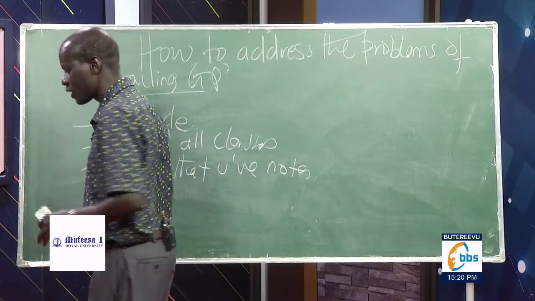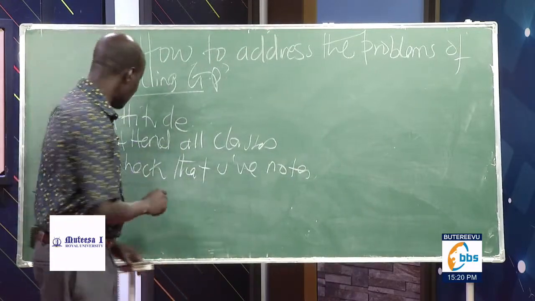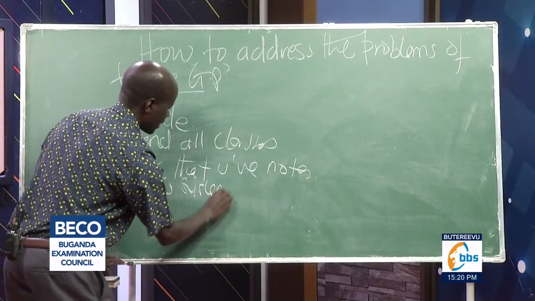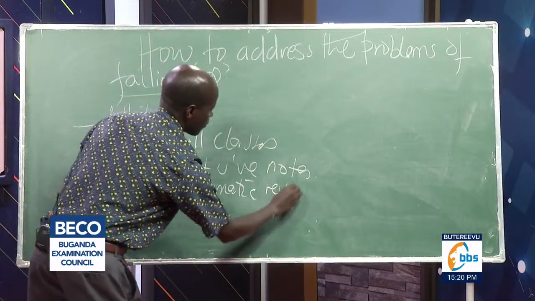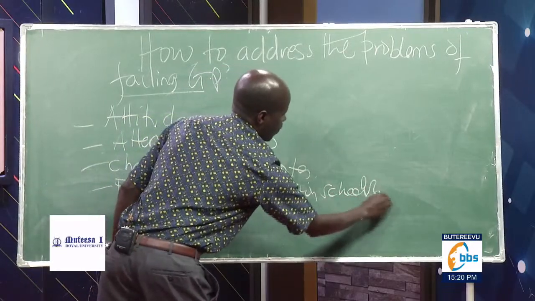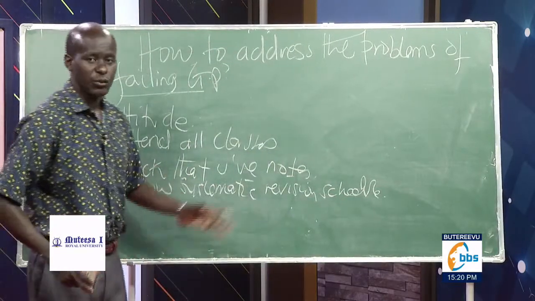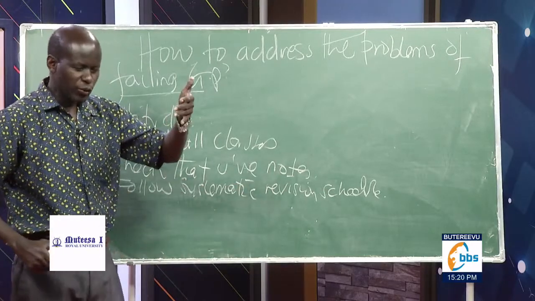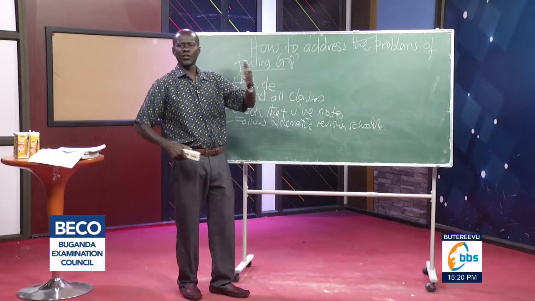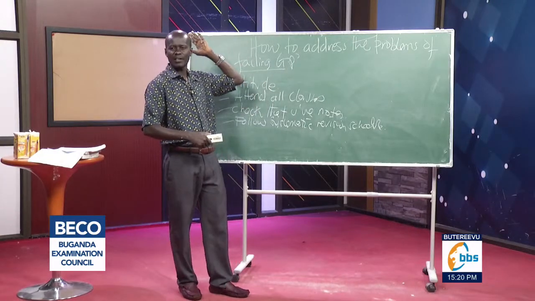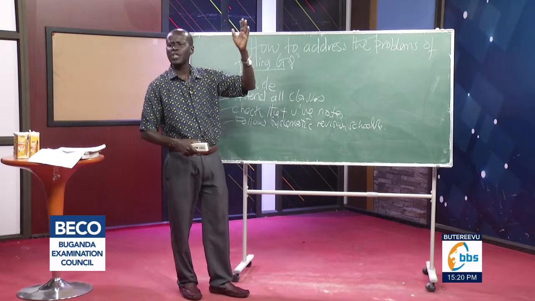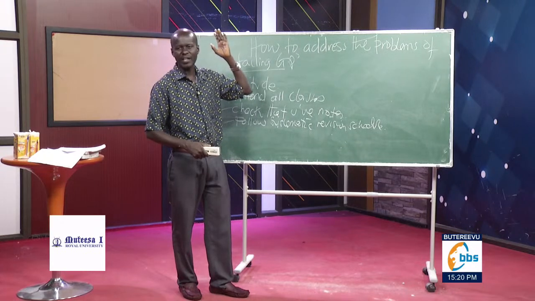Number 4, and most importantly, number 4, follow systematic revision. Follow systematic revision schedule. Do not start revising a topic which was covered today and give it prominence at the expense of what was covered last week. I'm talking to senior 6 and senior 5s. The topics that you covered in senior 5, from form 6s, you think you don't need them.